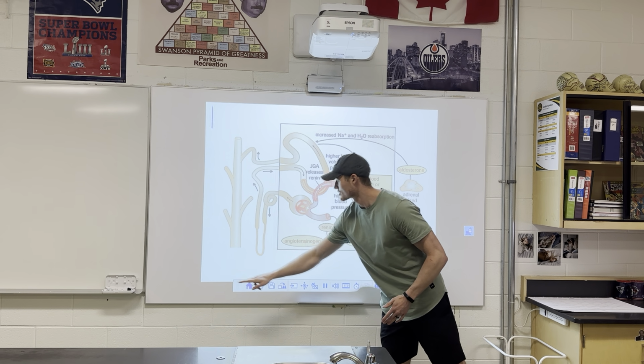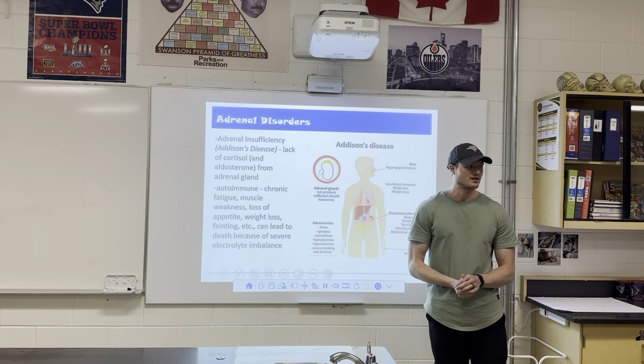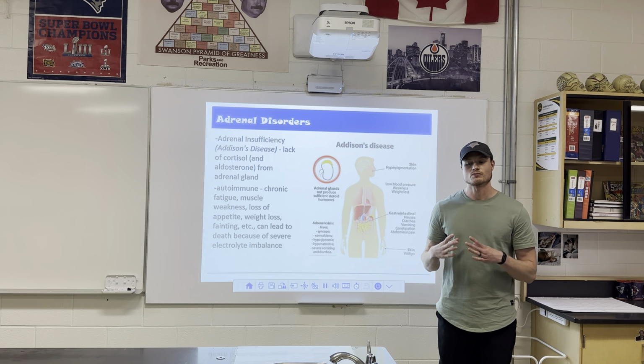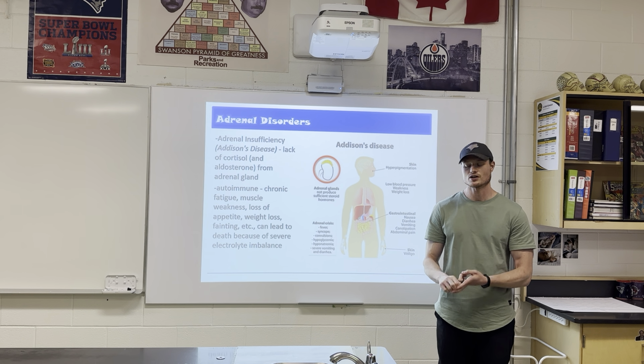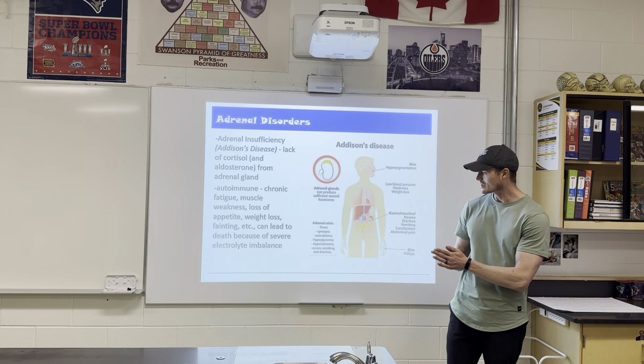For disorders, just like cortisol, Addison's disease would be the disorder here because it's an adrenal problem. So if you have a problem with your adrenal gland, it's most likely Addison's, which will affect your cortisol levels and your aldosterone levels. So that is it for hormones.